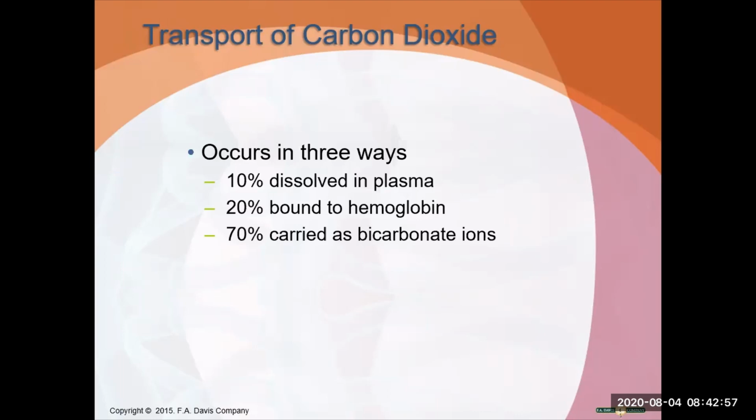Fast fact: hemoglobin has a stronger affinity for carbon monoxide than it does for oxygen. That's why exposure to carbon monoxide can be deadly. Once bound to carbon monoxide, hemoglobin can't transport oxygen.